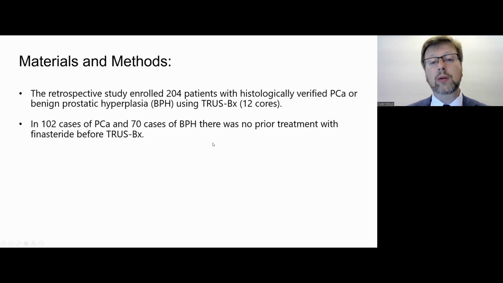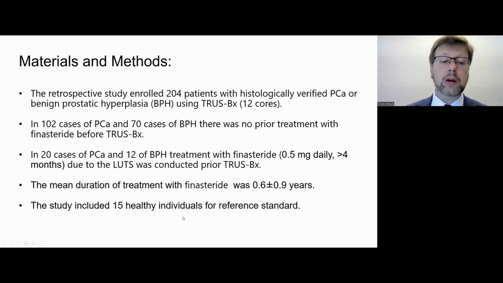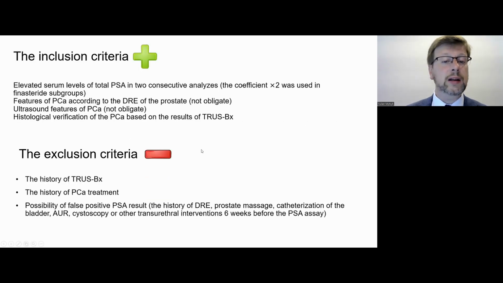This retrospective study included 204 patients with histologically verified prostate cancer or benign prostatic hyperplasia. We used TRUS biopsies, 12 cores. In 102 cases with prostate cancer and 70 cases of BPH, there was no treatment with finasteride before the biopsy, and in 20 cases of prostate cancer and 12 cases of BPH, there was such a treatment in standard dose during at least 4 months due to LUTS before the biopsy, and the mean duration of the treatment was 0.6 years of exposure to finasteride. The study also included 15 healthy volunteers as the reference standard.